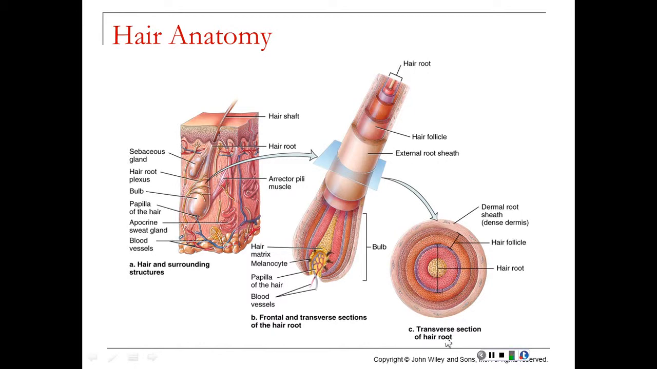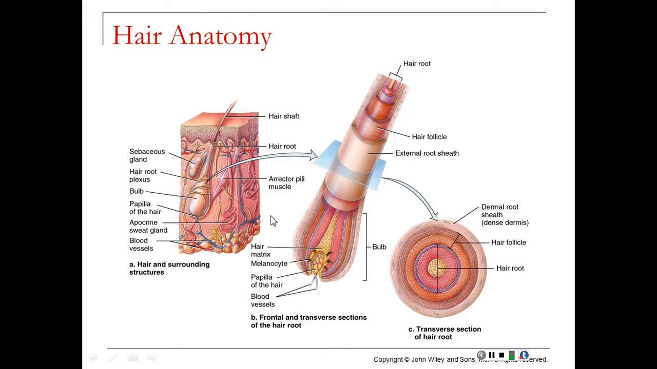If you did a cross section of the hair, you can see that it has several different layers, different types of cells. The hair follicle itself is going to be the outermost area, and then the hair root is where you would have the pigmented layer of our hair, as well as some other supporting structures of the hair.